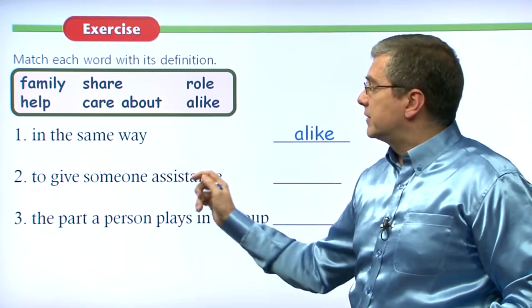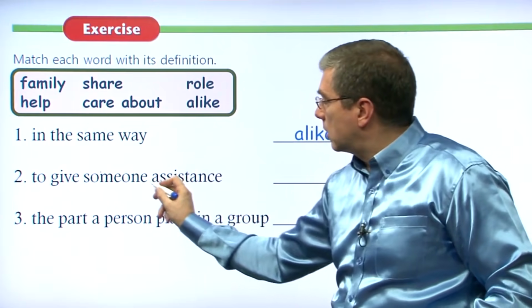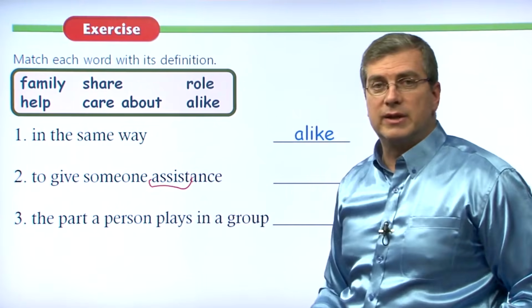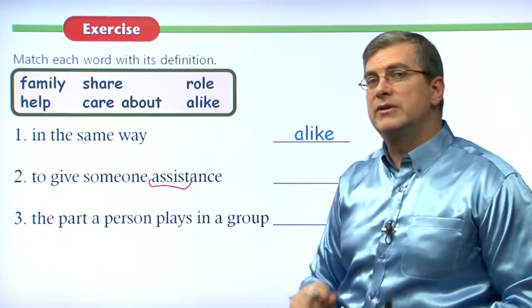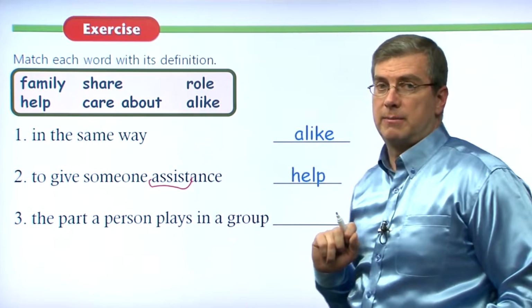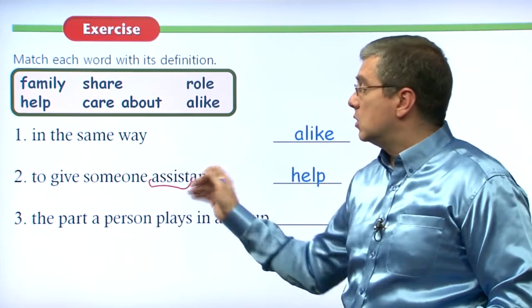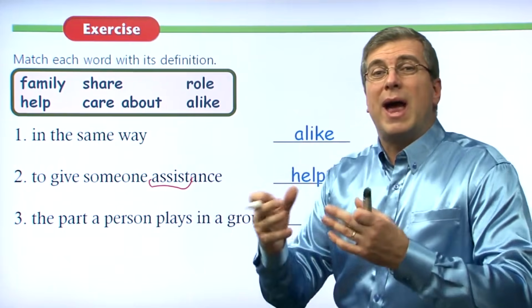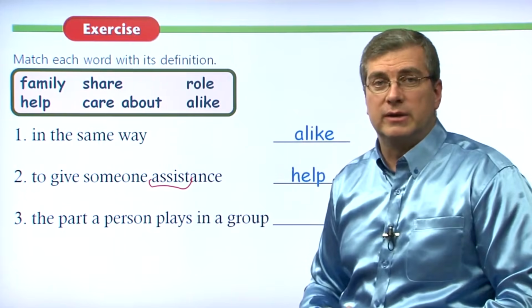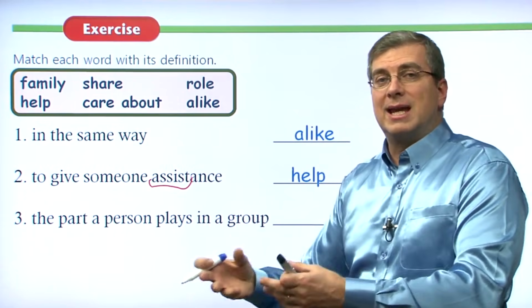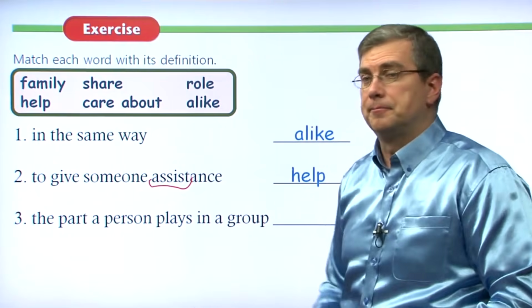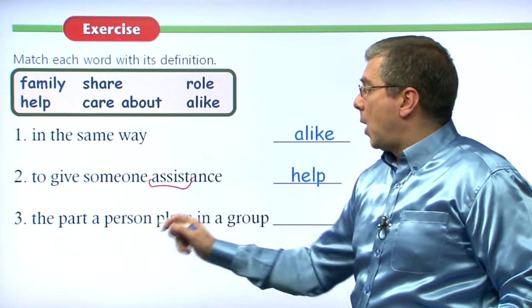Number 2. To give someone assistance. Remember, the word assist is another word for this. To assist somebody means to help somebody. So if you help somebody, you give them assistance. You help them get what they want. You do something so that they can achieve their goals. You help them.